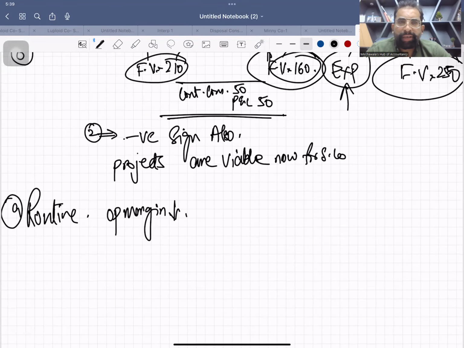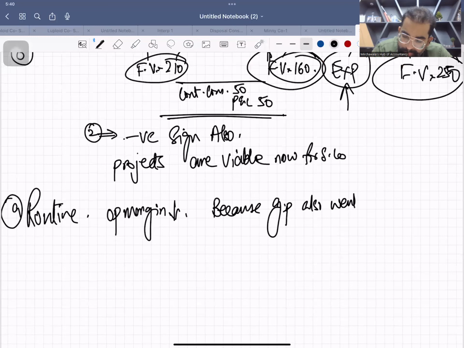So now the reason why our operating margins are going down is because the GP margin is going down, the carry forward effect. Remember, when your GP goes down, NP operating profit follows. So why is the operating margin going down? Because GP also went down. This point you can also write.